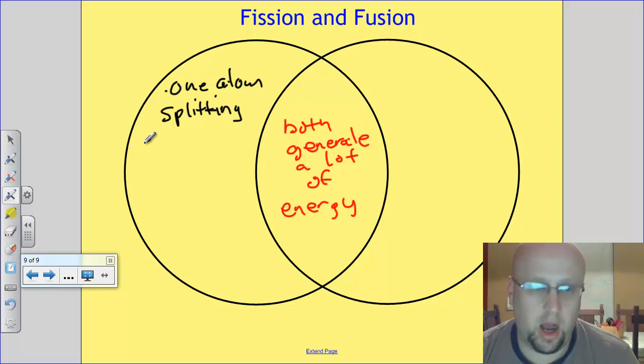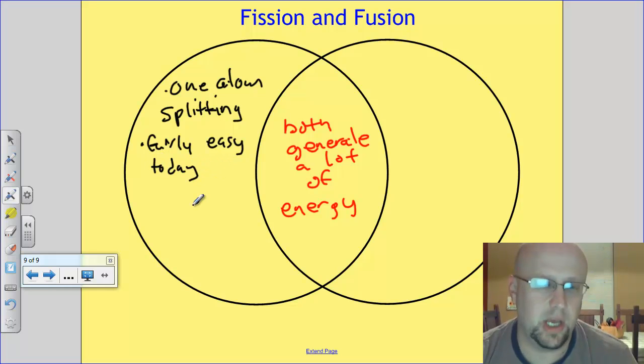So one atom splitting. It's fairly easy and controllable. It's fairly easy to do today. We have nuclear reactors all over the place. Some places like France, they get the vast majority of their electricity from nuclear power. This is what nuclear power plants do basically every day.